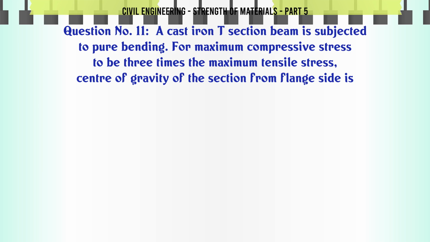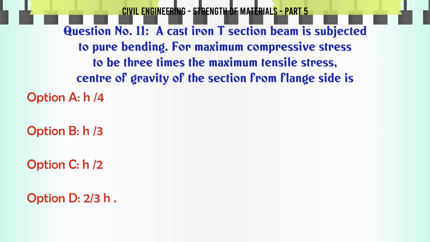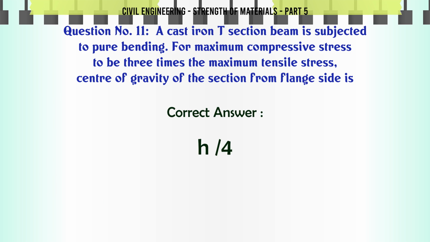A cast iron T-section beam is subjected to pure bending. For maximum compressive stress to be 3 times the maximum tensile stress, the center of gravity of the section from the flange side is: A. H/4, B. H/3, C. H/2, D. 2H/3. The correct answer is H/4.